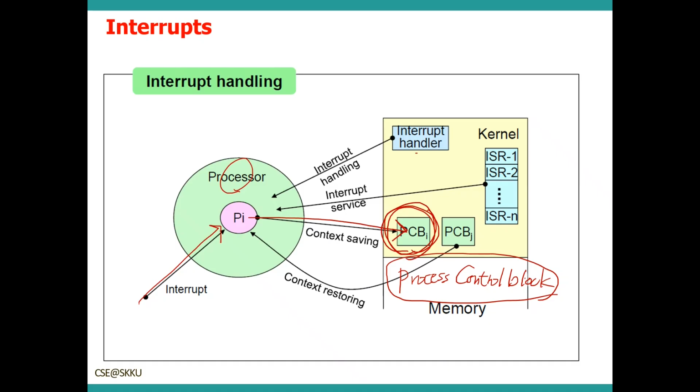Then the process executes the interrupt handler and determines the interrupt service routine, then executes the interrupt service routine in the kernel. After handling the interrupt, it can change the process execution. So if it determines to execute a new process, here process J, then the PCB of J will be loaded into the processor. So it can run job J. Okay.